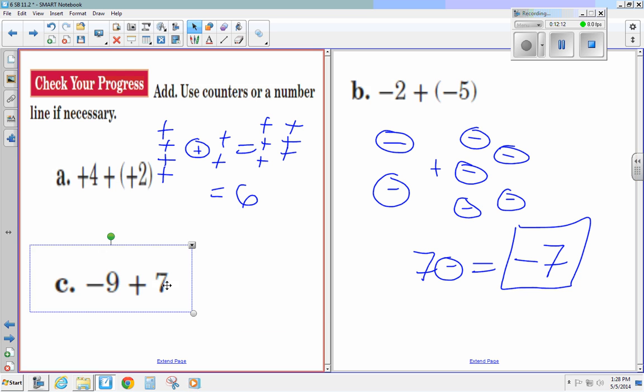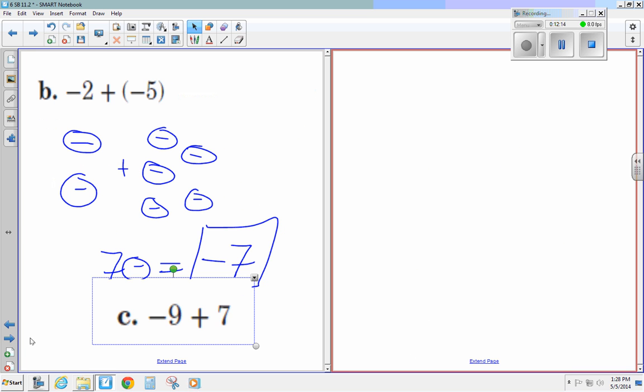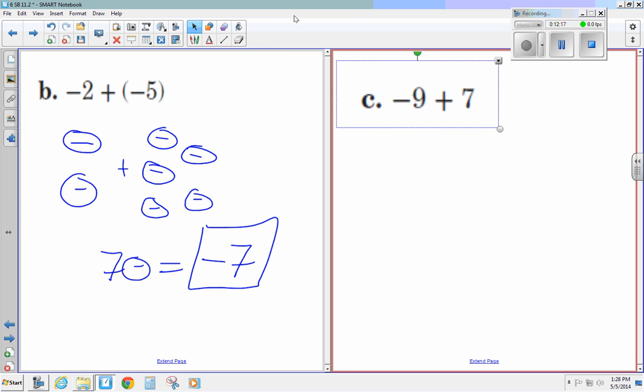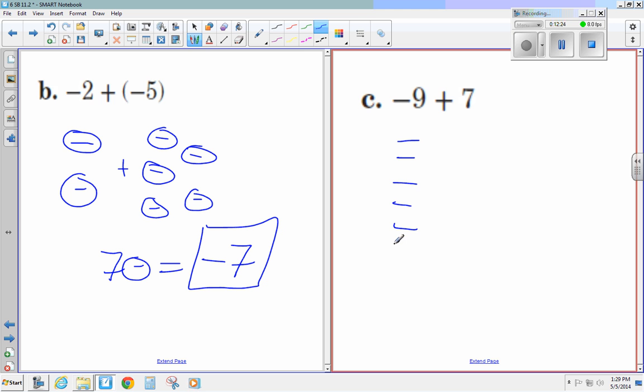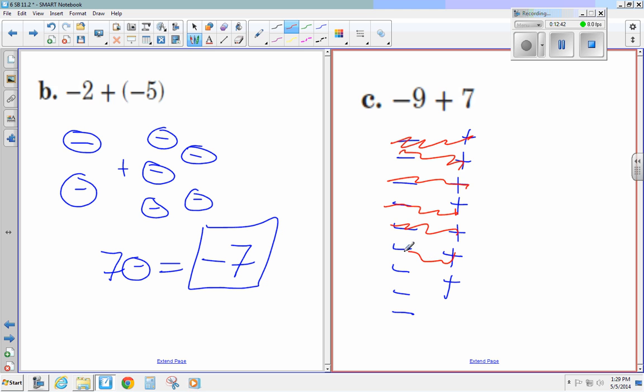The last one is combining both of them together. And let's use counters again. 9 negatives. 1, 2, 3, 4, 5, 6, 7, 8, 9. 7 positives. Plus, plus, plus. And from here, like the steps say, get rid of the pairs. Positive with a negative cancel out. And all that's left over is what is left over. So my answer to that is negative 2.